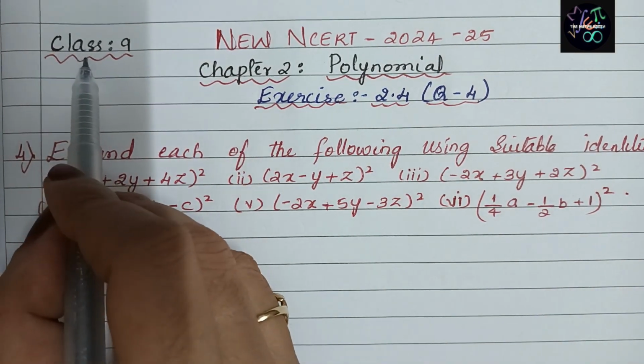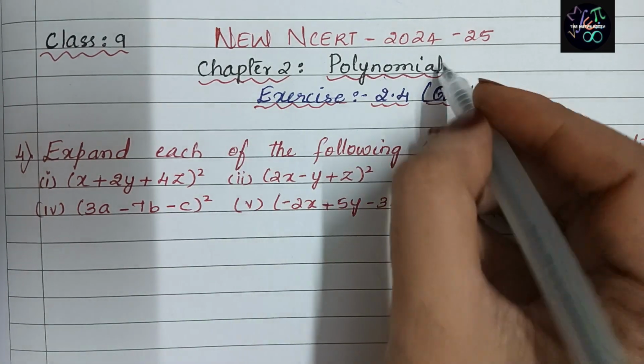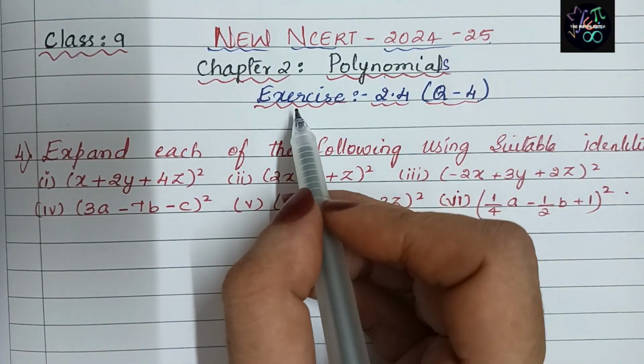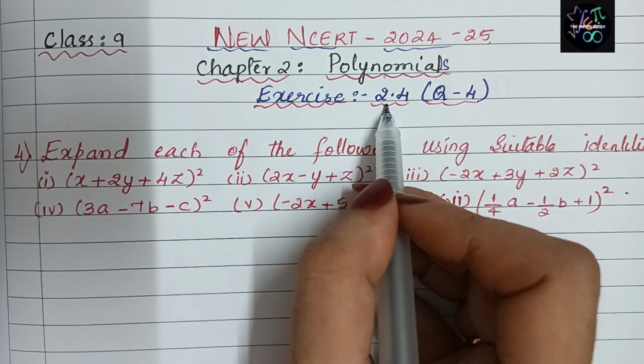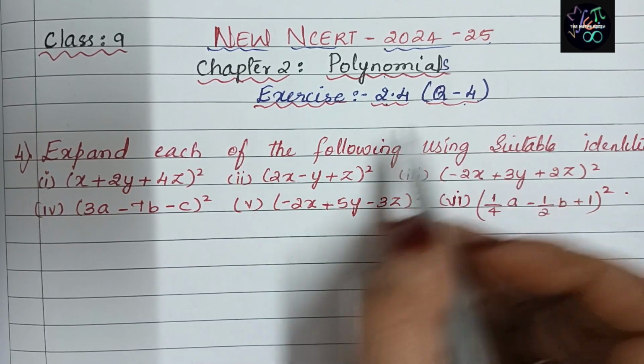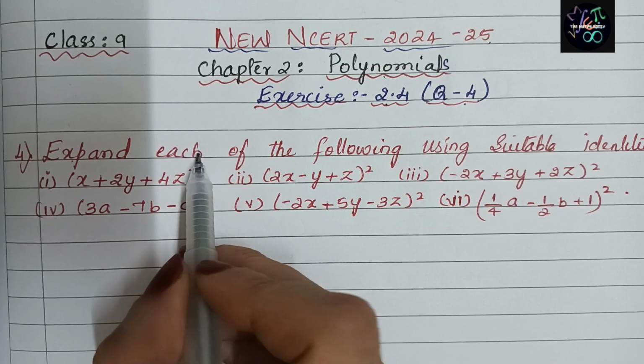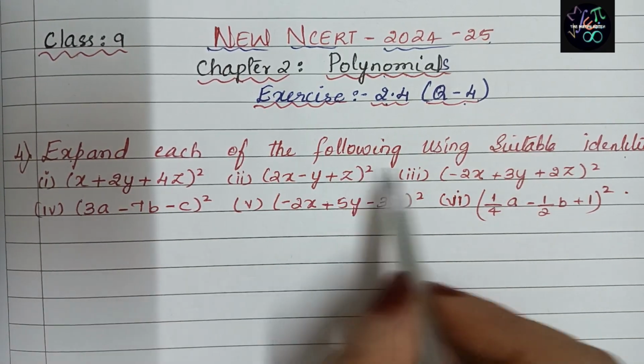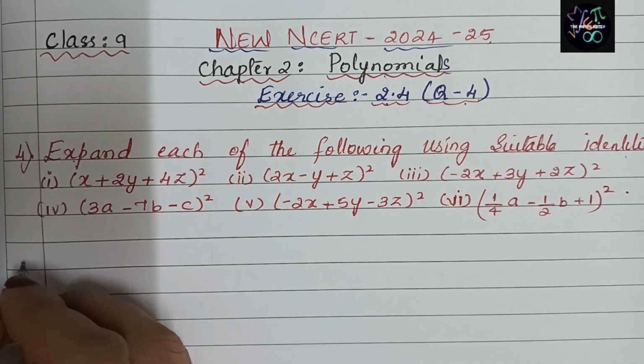Today I am here with class 9, chapter 2, Polynomials from the new NCERT textbook. In this video, we are going to learn exercise 2.4, question number 4. Here the question number 4 is, expand each of the following using suitable identities. Here there are 6 problems. So let us solve one by one.